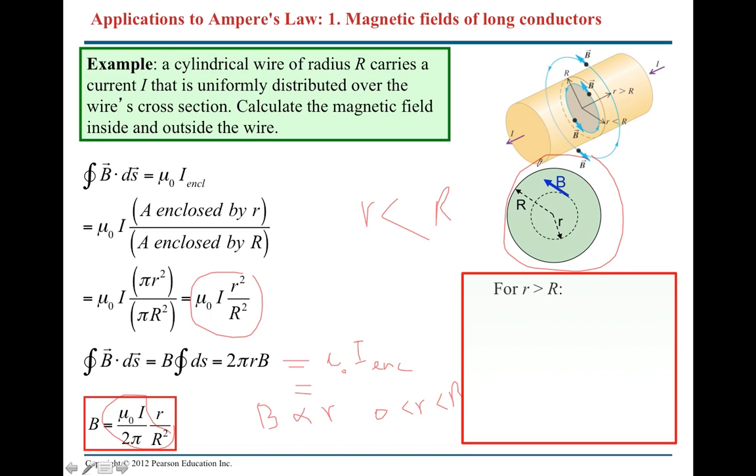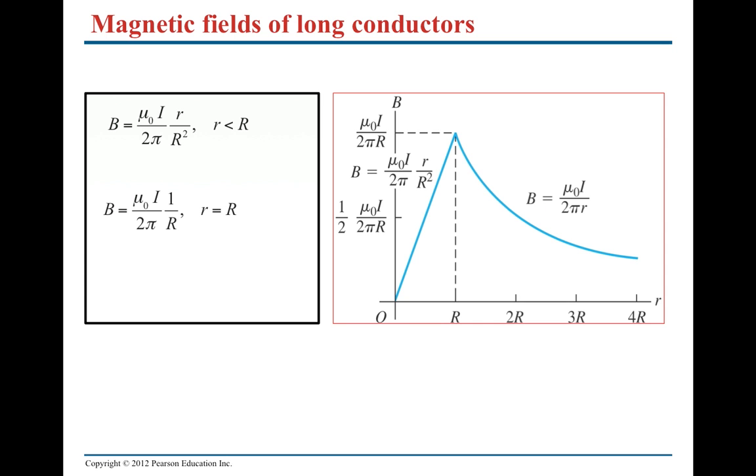Now, if I am outside the wire, the I enclosed will just become I, for r bigger than big R. Then the magnetic field outside is simply B equal to mu naught I divided by 2 pi, times 1 over r. This is exactly the same answer as we had before when we used the Biot-Savart law for an infinite wire.